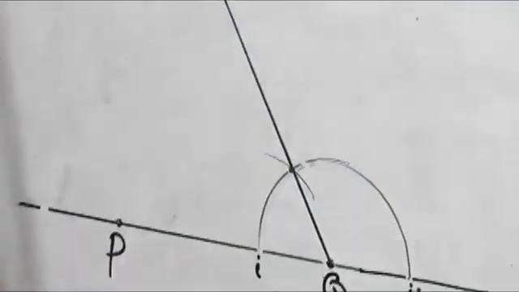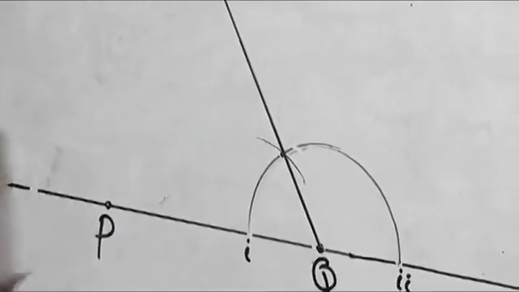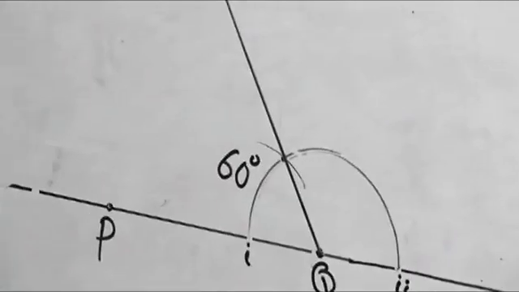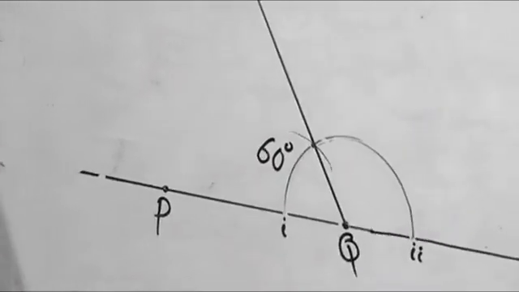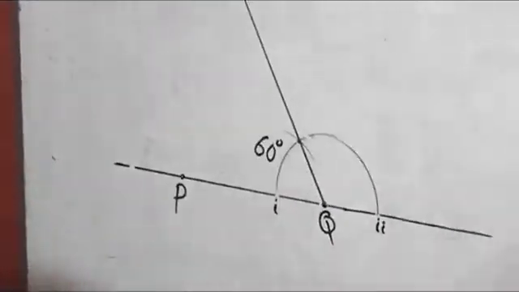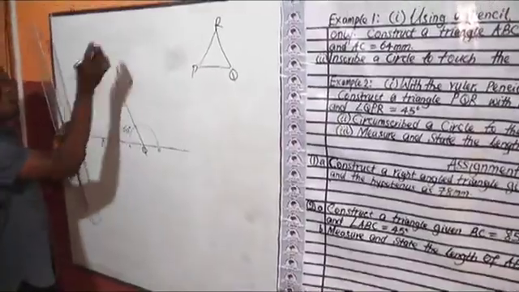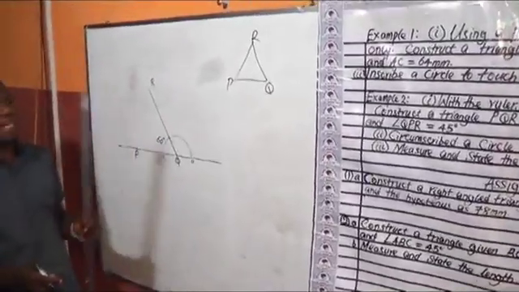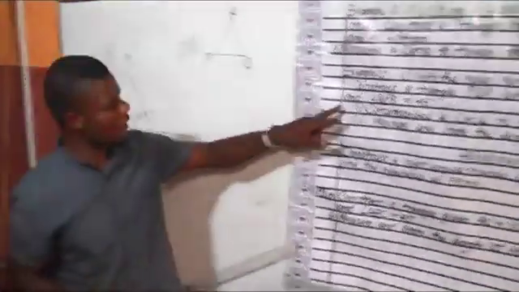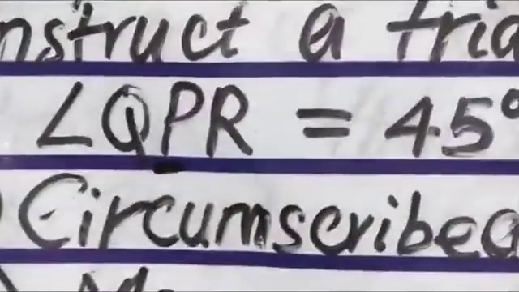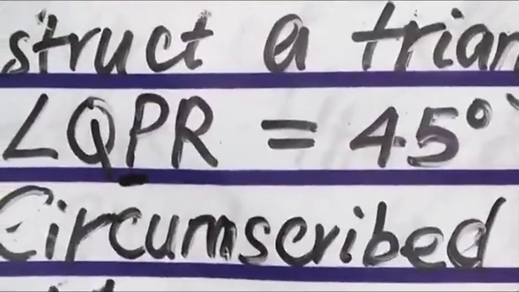Alright? So when you have done that, you can use a protractor and now check. This angle must be 60 degrees. Alright? So we are done with that. Alright? So you can see that this line traveling up will give us our point R. So our point R will be somewhere around there. But we can't determine that yet. We are going to construct the next angle, which is angle QPR. And that is given to be what? 45 degrees. So let's do that.